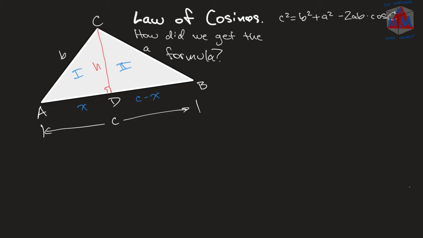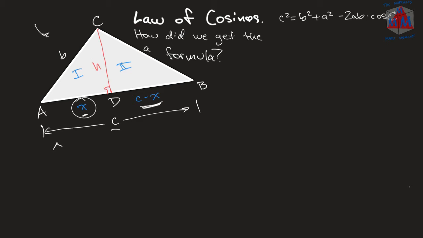So here's my triangle right here, ABC. I drew an altitude from C to D and labeled that h. That'd be the height of this triangle from C to D. And that splits ABC into two triangles, triangle 1 and triangle 2 in Roman numerals here. And then we have a side length for triangle 1 of x, and then a side length for triangle 2, c minus x. It's going to be the difference between c and this x right here.